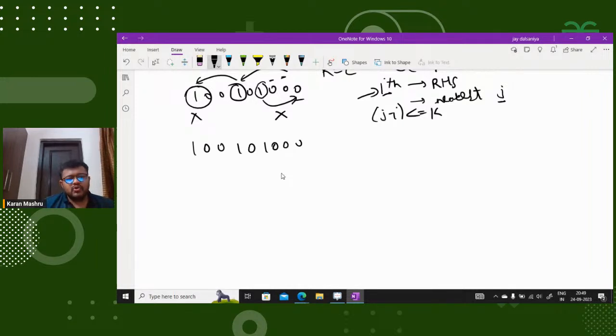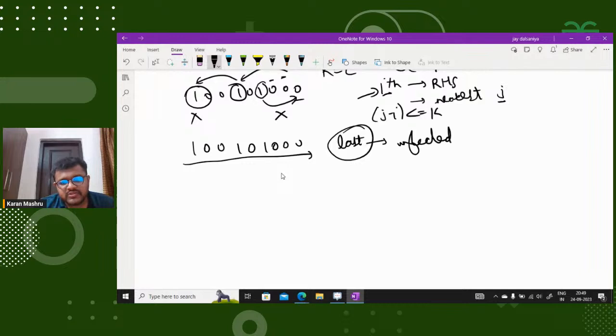1 0 0 1 0 1 0 1 0 0 0. Okay, so what I'll do is I'll move from left to right and I'll take a variable last. It means the last index which was infected. Okay, which was the last index which we found which was infected. Initially I'll take last equals -1. Okay, so I'll start moving from here. So this person is infected, so my last will become what?